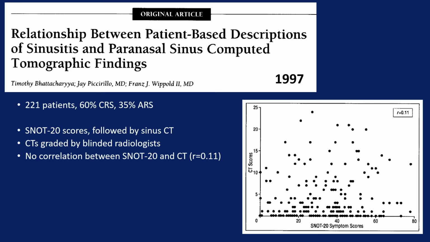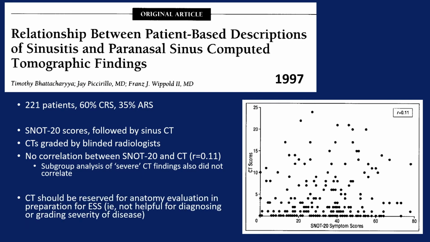And here's a graph that you can just imprint in your memory. I think about this all the time when I'm thinking about CT scans. There's no correlation between the severity of their sinonasal quality of life and their CT scan. They even did a subgroup analysis of severe CT findings, more and more opacification, again didn't correlate.